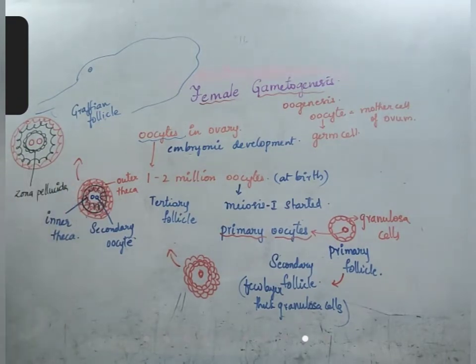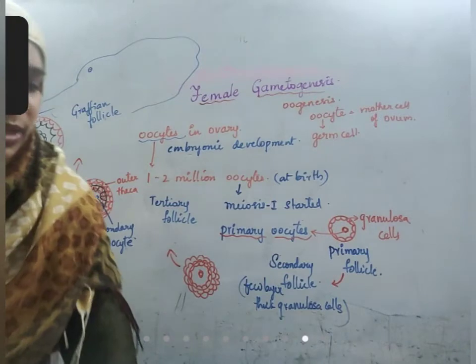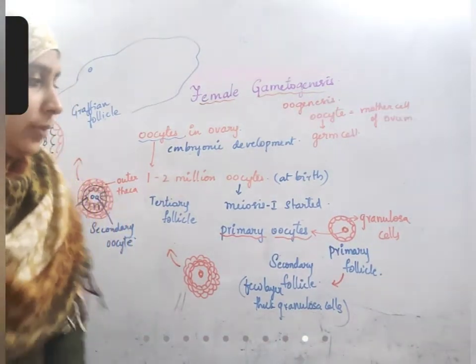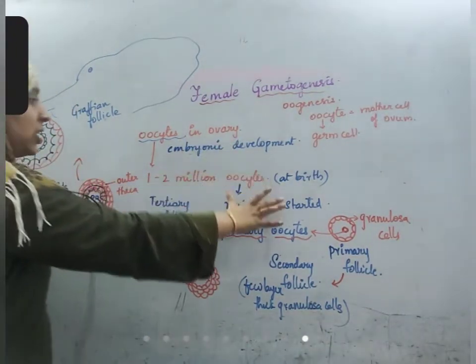After reaching this stage, the ovum is released out of the ovary. Okay. So let us draw this diagram in the ovary. The same diagram. So how many stages are there?